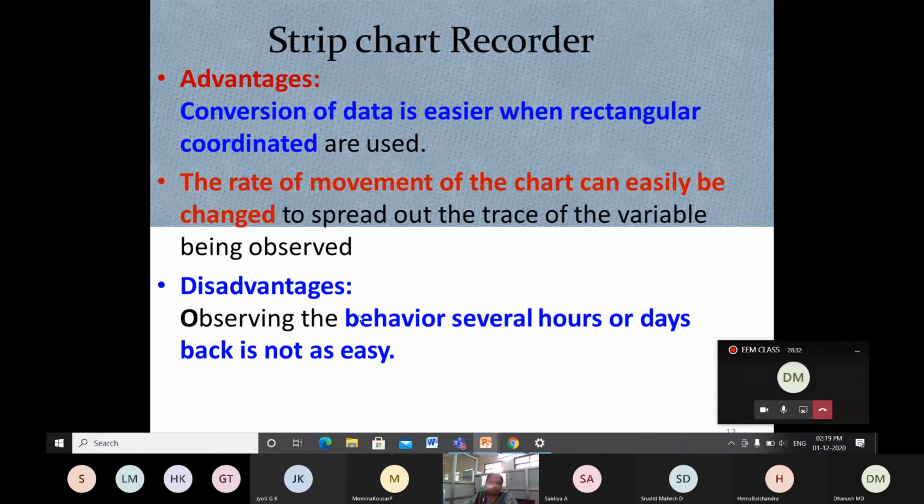What is the disadvantage? Observing the behavior of several hours or days back is not easy. If I go with a 1 year range, is it possible to record all that information? That is maybe beyond normal human capacity. Take a book, for example, your old primary school books. When you wrote, it was new and your handwriting was clear. When you open your book now, some changes will be there. The papers are somewhat shaded with age. Those are the disadvantages of this.